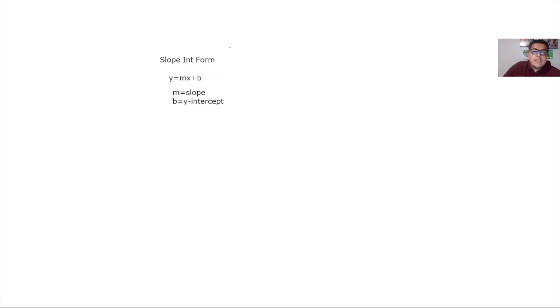So that's basically what it is. The slope-intercept form is very, very useful. It's one of the most common ways that you'll be expressing linear equations, which are just equations of a line in algebra. So let's take a look at what this is actually telling you.